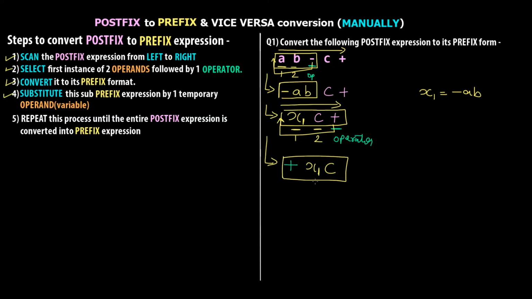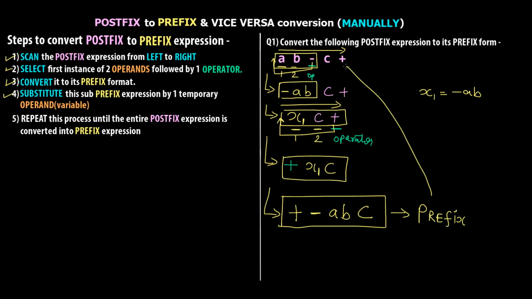But the last thing that we have to do is we have to resubstitute x1's value because x1 is a temporary variable or a temporary operand. What is the actual value? x1 is minus AB. So let's substitute minus AB at the place of x1. So this will give us, the plus will be as it is. What is x1? x1 is minus AB and then we have C. And this, my friends, is the final answer and it is the prefix format for this postfix expression.